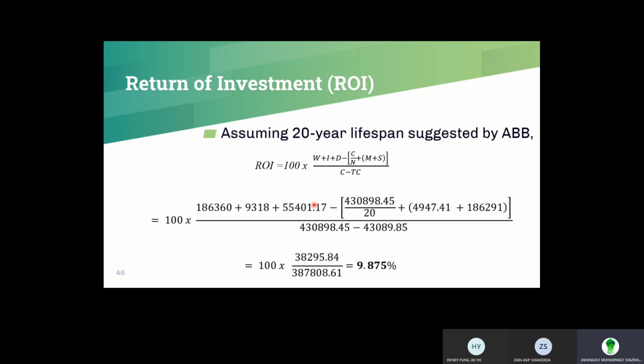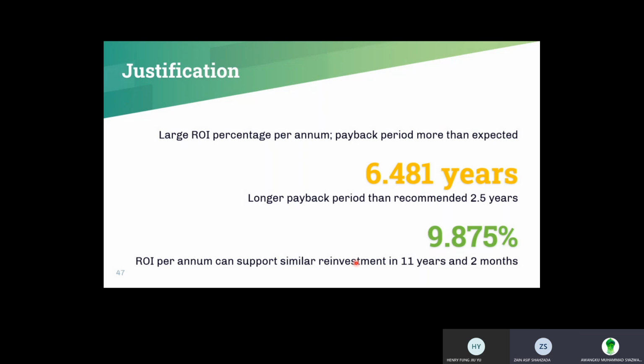As for return on investment, assuming a 20-year lifespan, as suggested by the manufacturer ABB on their robots, which is somewhat of an indirect guarantee of 20 years. So using the formula, we found that per annum, they would have their return on investment of about 9.875% annually. So from the justification, we found out that the return on investment percentage per annum is quite substantial, but the payback period is more than expected.